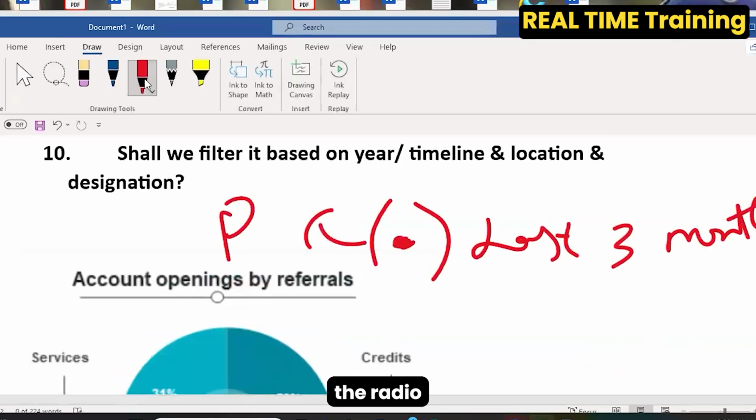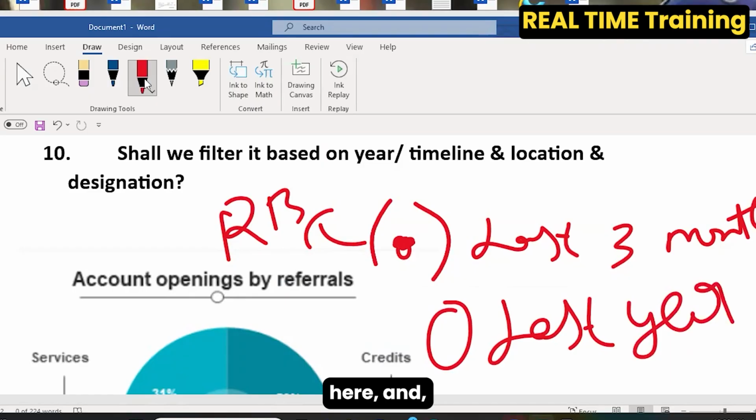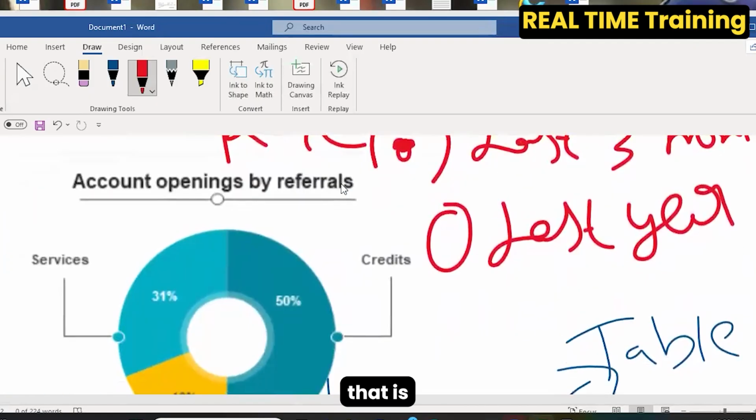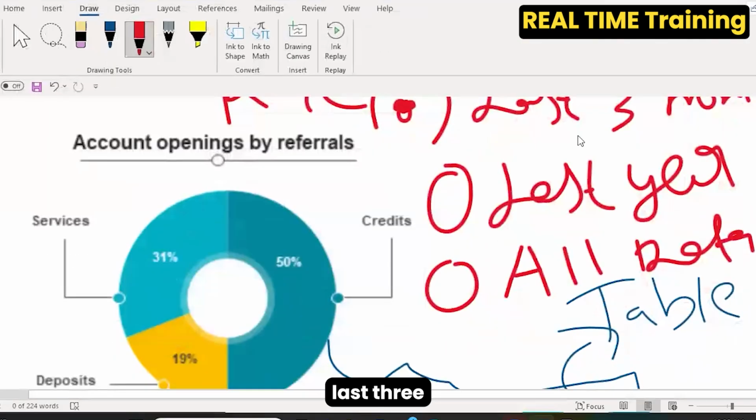Okay, so this will be the radio button. I'll just put RB. A dot inside a circle, right? Yeah, that is the radio button. If there is a dot, it means I clicked on that radio button. No dot, I did not click. Last year. Let's say these two are here, and there's one more radio button that is going to say all data. So based on what you click, in this case, we just clicked on last 3 months, right?